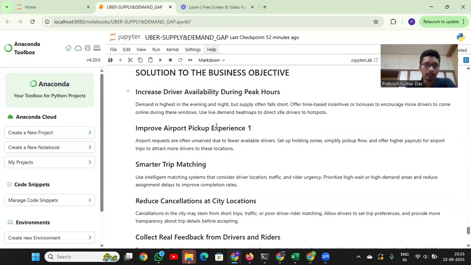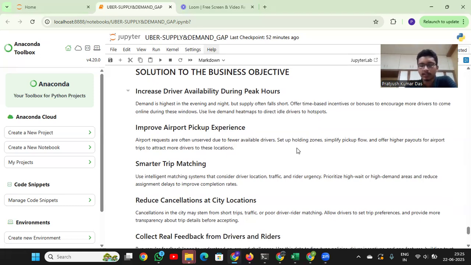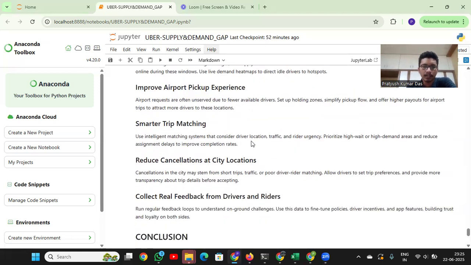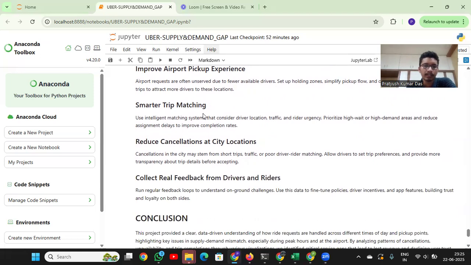And we can also improve the airport pickup experience, where airport requests are often unserved due to few available drivers. So we can set up holding zones, simplify the pickup flow, and offer higher payouts for that. Also, we can create smarter trip matching using an intelligent matching system. Suppose the driver is nearby to the user, we can match that particular driver to the user as compared to those who are outside a particular predefined radius. And we can prioritize high-demand areas and also reduce assignment delays to improve the completion rates.